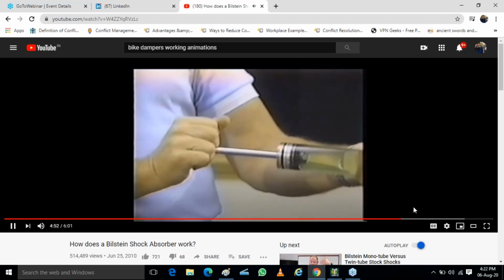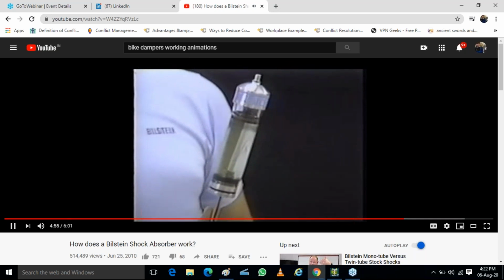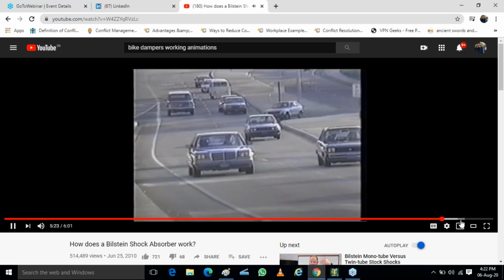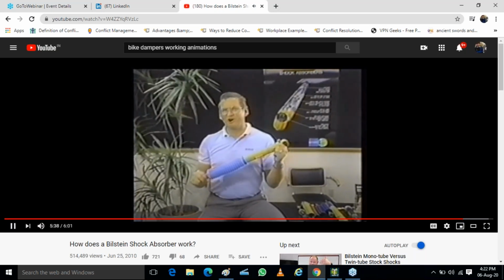Efficiency from the Bilstein shock absorber for a lifetime of its use. There are also original equipment. So these have been done.